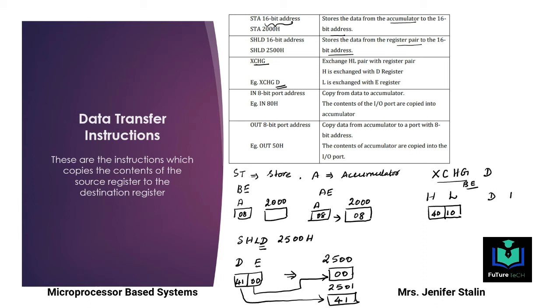We are talking about a register pair, so that means it comes with DE. It doesn't come with the D register alone. It comes with the DE register. So DE will have some other value, let's say 8020. After executing, the HL register will be updated with the value which is present in DE, that is 8020, and the DE register will be updated with the value which is present in HL, that is 4010.